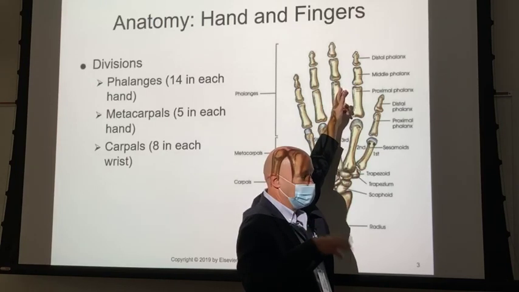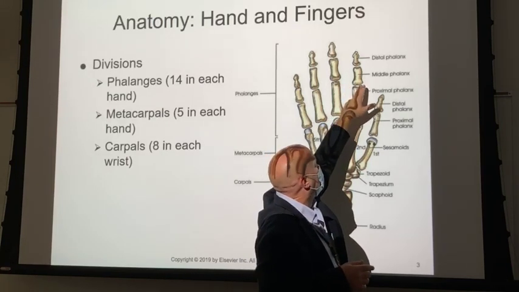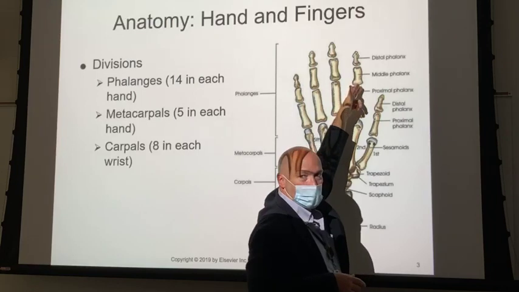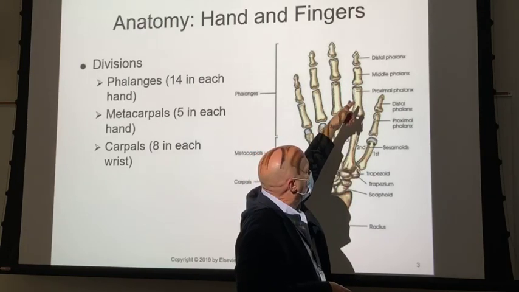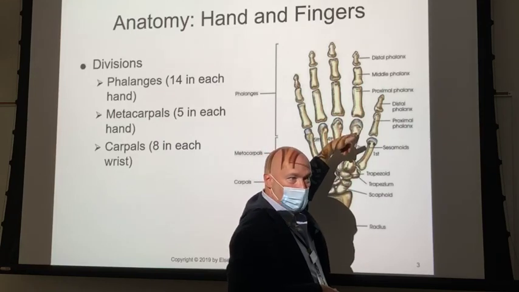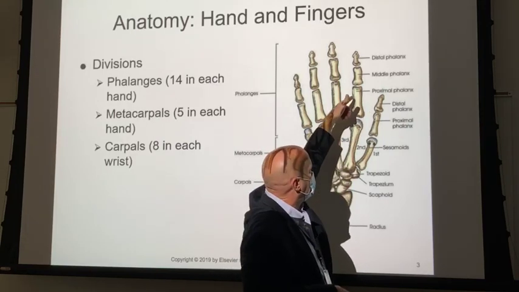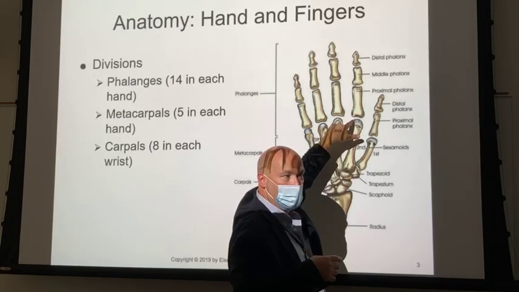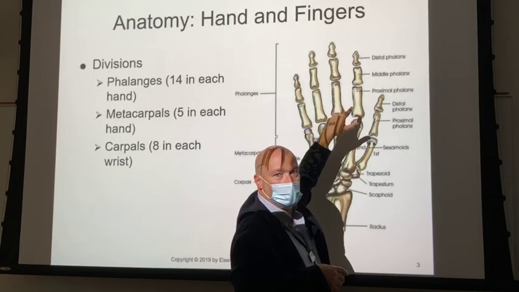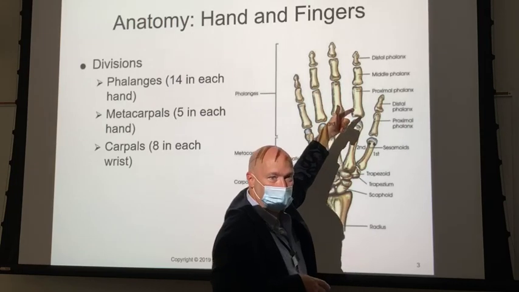IPJ, interphalangeal joint. Got dyslexia bad today. Okay, now down here we've got the metacarpophalangeal joint. That's your metacarpal bone and your phalangeal joint. So this would be the second metacarpophalangeal joint, MPJ. Okay.